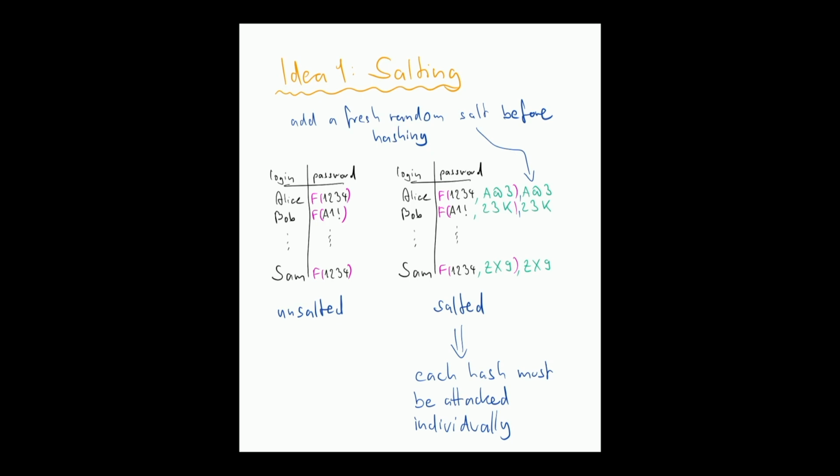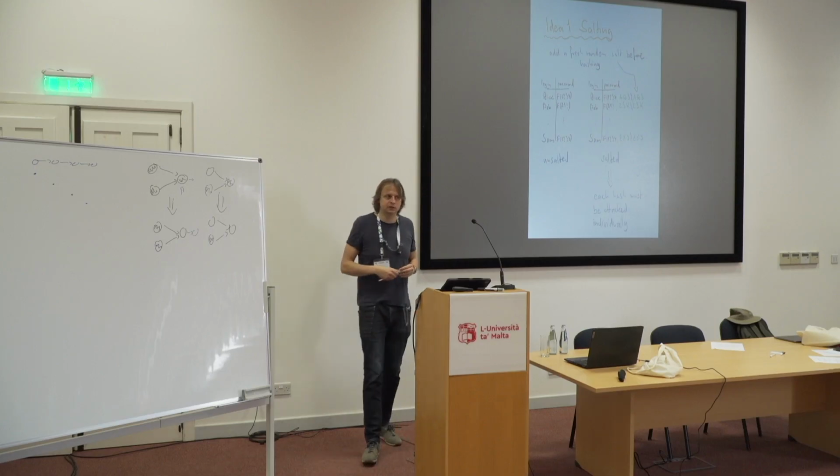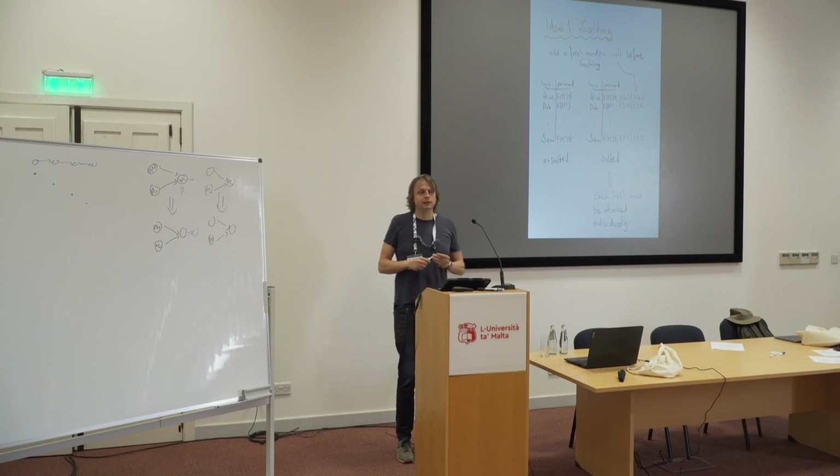If Alice logs in, he takes the password, he looks up Alice in his database, he takes the salt that he stored together with that login, hashes the password and the salt, and checks if it matches what he has locally stored. How does this make life harder for the adversary?